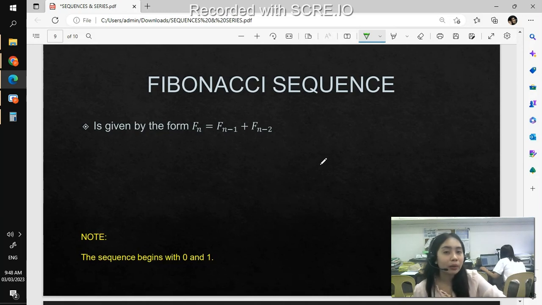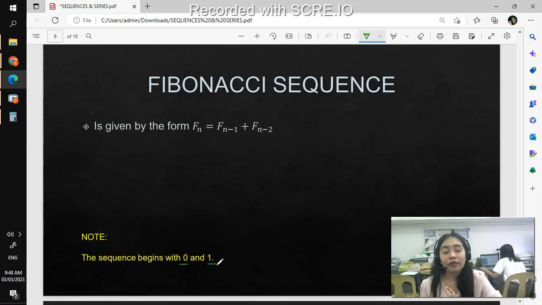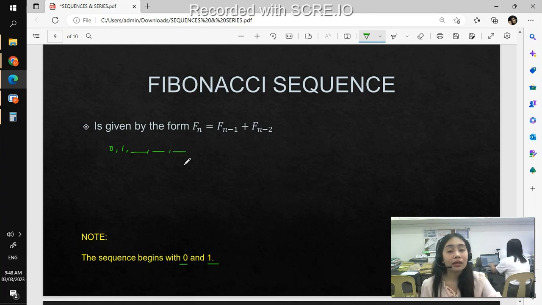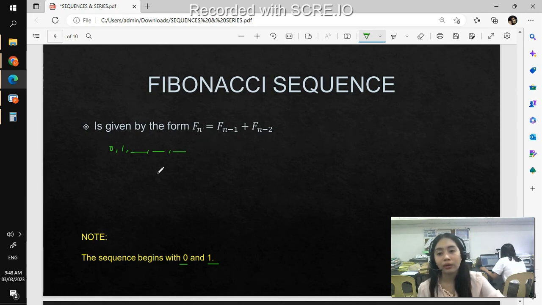As I have said, this sequence is different from geometric and harmonic because in here we have fixed terms. Okay, so the beginning or the first term of the sequence is always 0 and the second term of the sequence is always 1. So ma'am, how do we get the next terms of the sequence? That is by using the formula F sub n is equal to F sub n minus 1 plus F sub n minus 2. So n here dictates the position of the term that you are looking for.